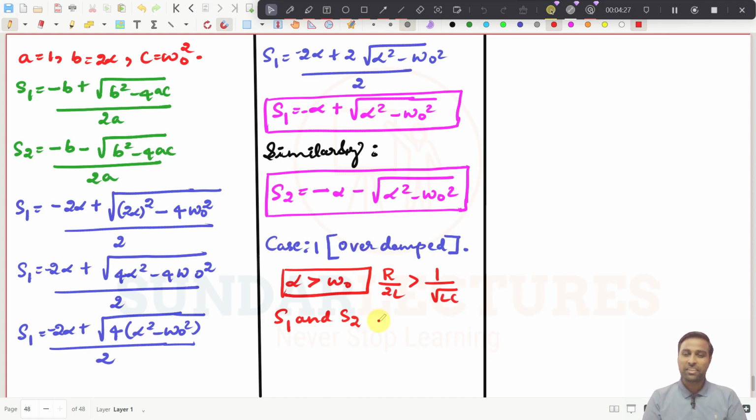What is the meaning of distinct? It will be different values. S1 will not be equal to S2. That's all. That is the only thing. Right? So next, case number 2.